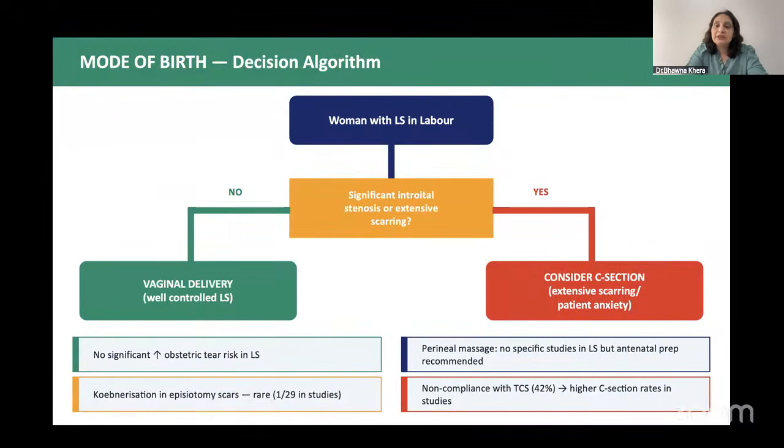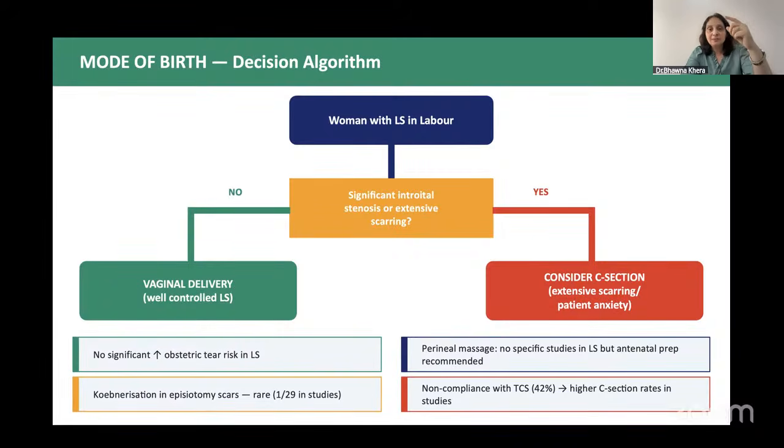What is the mode of birth? So for women with LS in labor, what are the challenges which you can face? Basically the challenge is more about the stenosis and the extensive scarring in the perineal area. If there is no scarring, we can easily go for vaginal delivery in well controlled, well managed lichen sclerosus. If there is scarring or stenosis, consider cesarean section. Extensive scarring, patient anxiety. Basically, it is also about the psychological image.